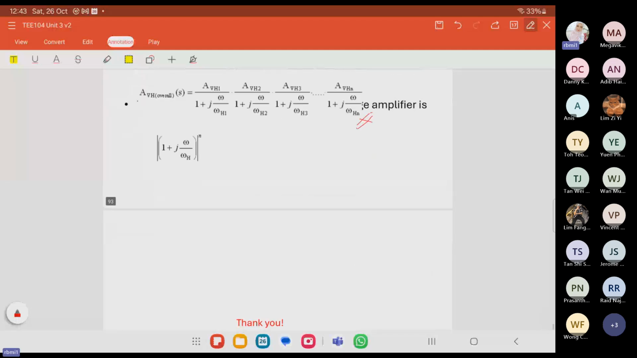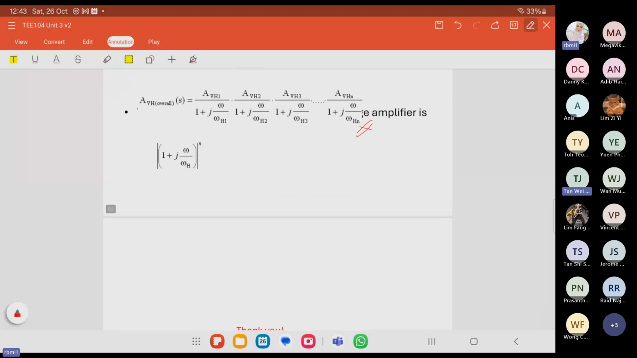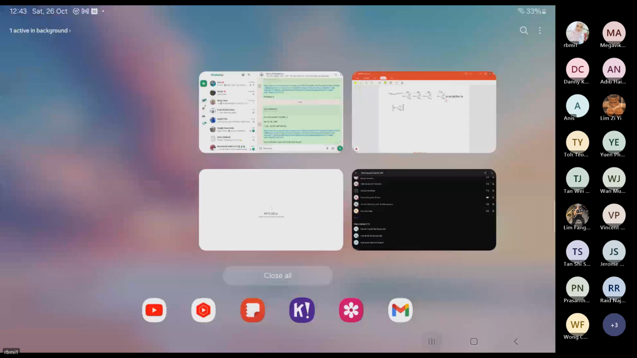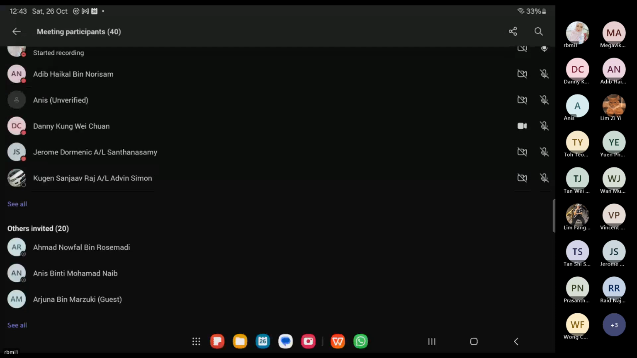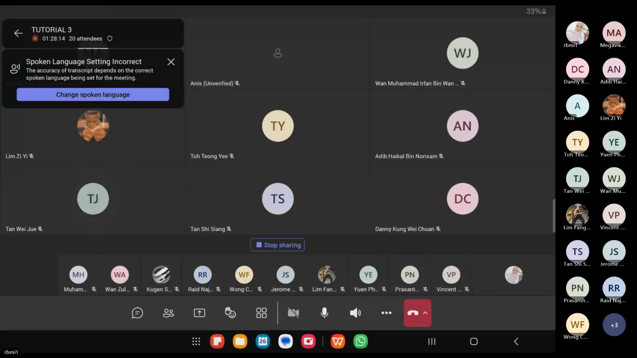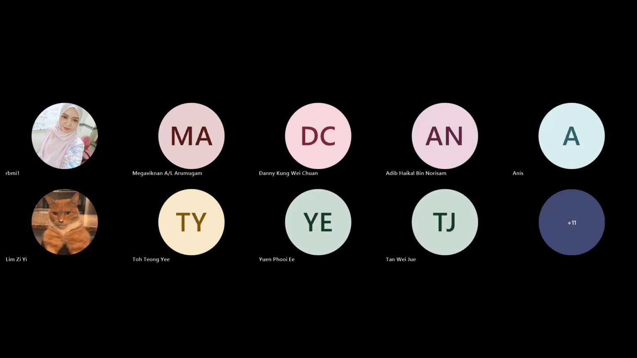Alright, so that's all for the FET transistor circuit. We have covered the FET and the MOSFET as well, for single stages and for cascaded and multi-stages. Okay, is there any question from you guys? Is there any question?